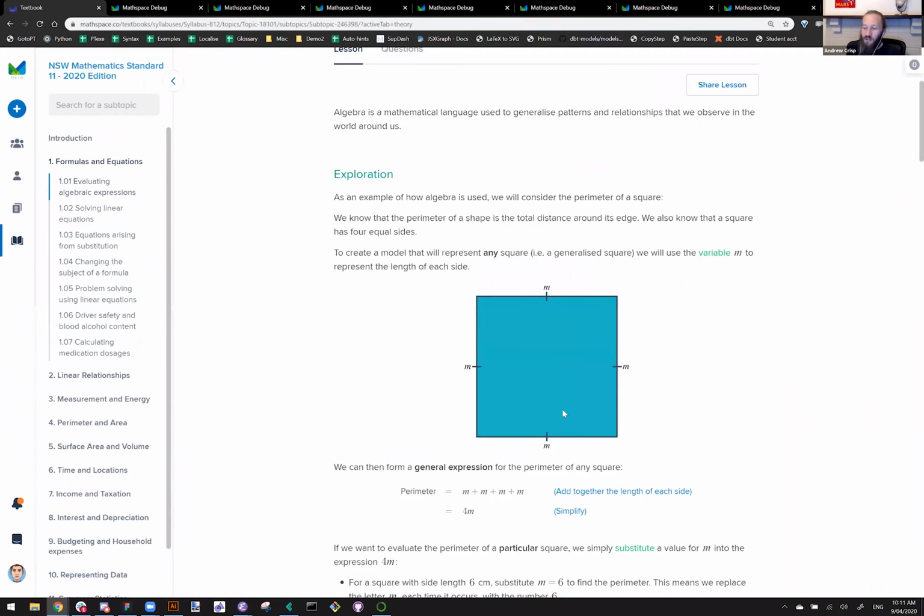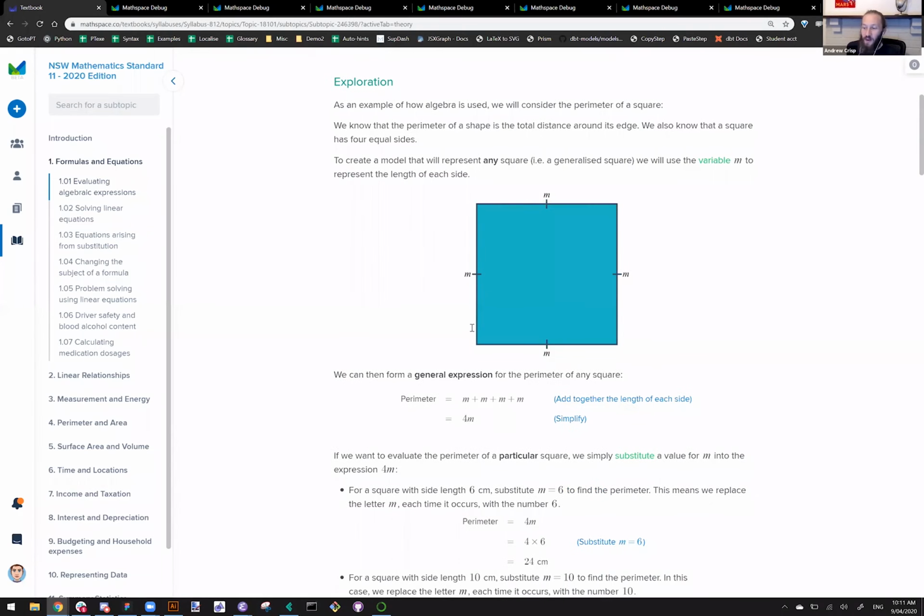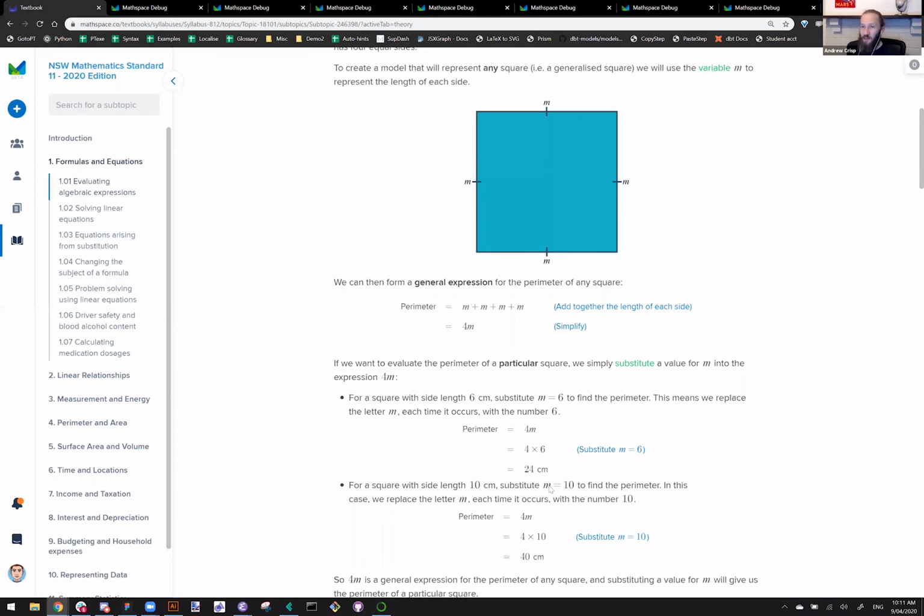If I want to find what happens if one of these side lengths is 6, well, I evaluate this formula by substituting M for 6. I put a 6 where the M is, and it just tells me the perimeter straight away. It's the whole point of creating algebraic expressions and equations in the first place, so that we can use them. If instead the side length was 10, then I put 10 where the M is and do the evaluation there. So let's take a look at an example.